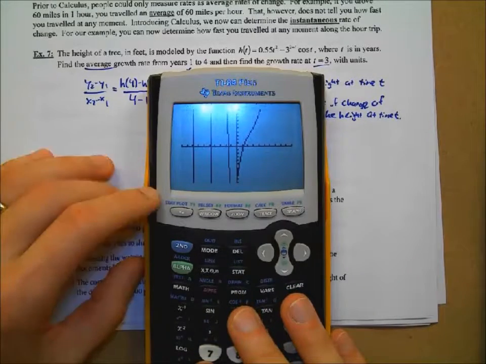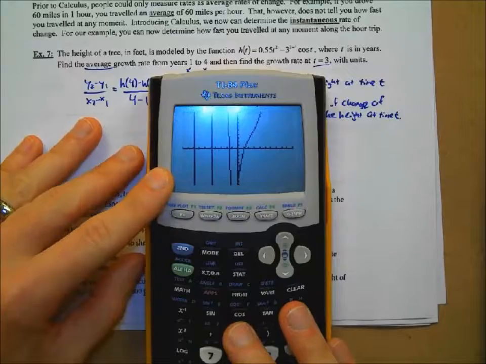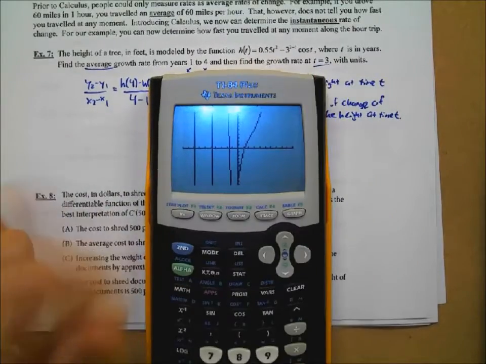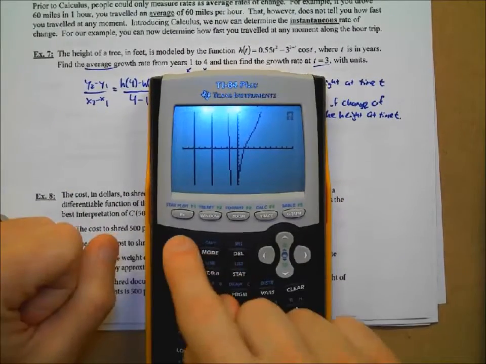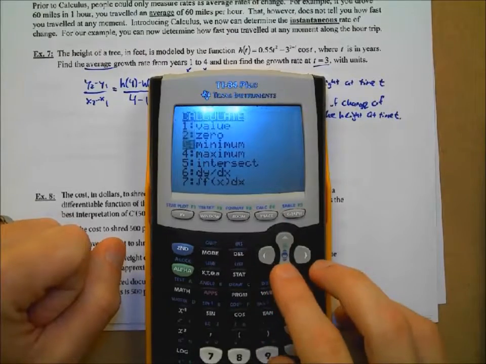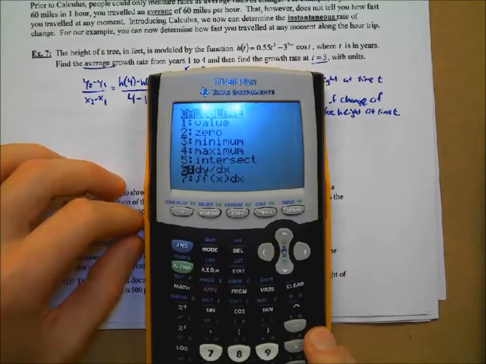I want to find the growth rate at t equals 3. I'm going to find the slope of this thing at 3. So if you do it the graphing way, you'll press second trace, and you'll scroll down here to number 6, dy dx, the derivative, right?